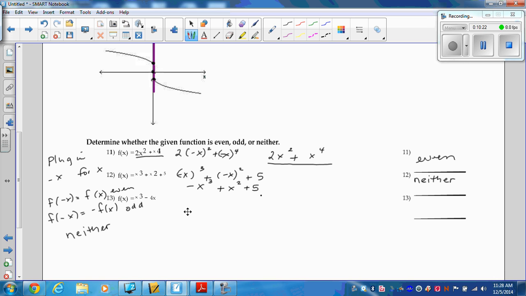And for number 13, negative x to the third minus 4 times negative x. So this is going to turn out to be negative x to the third, and this turns out to be plus 4x. So you can see that this is exactly the opposite, and this is exactly the opposite. Therefore, this one is odd.